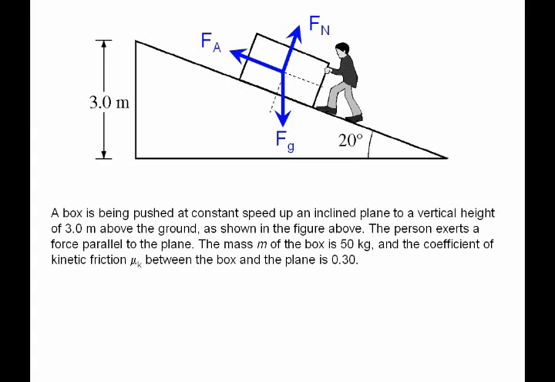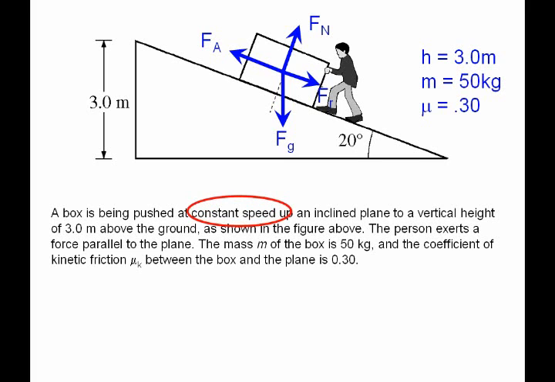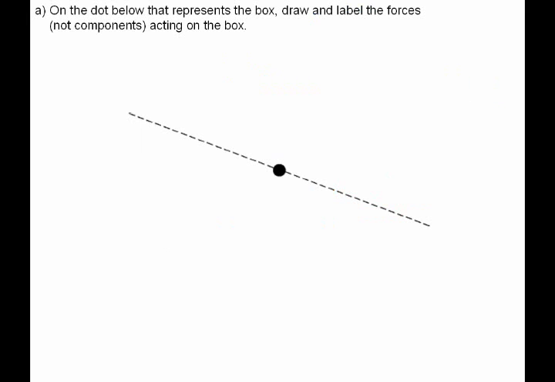He's pushing up the hill, and that means friction is going down the hill. I'm also going to write down the given information, the height, the mass, and the coefficient of friction. Other keywords I see in the paragraph here: constant speed tells me that all the forces are in balance. Our first question wants us to draw the forces.